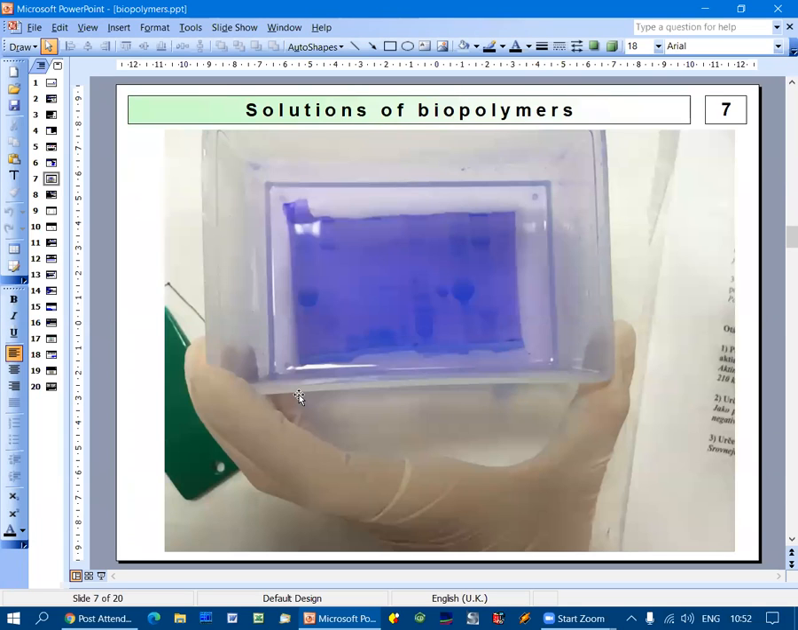This is the real electrophoretic plate. This is my daughter's hand. So the plate is real, colored with a special dye, and these spots in this electrophoretic plate correspond to individual proteins. That's how it looks like.